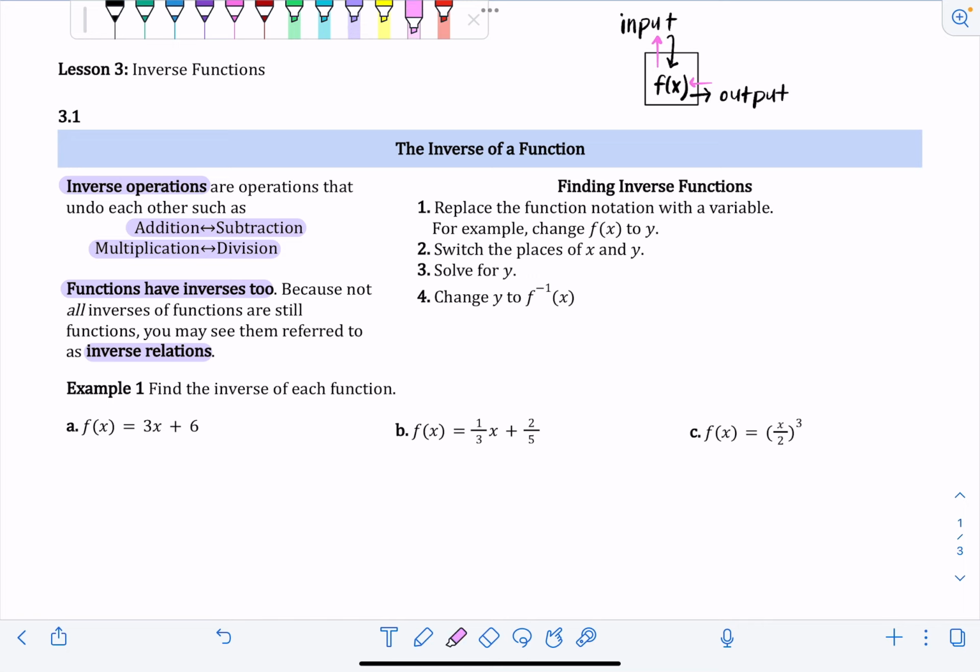Okay, so for finding inverses of functions, there's a set of steps that you can follow. These are the steps over here, finding inverse functions. I'm going to go through each step and try to code them a bit in these next examples. Step 1 is replace the function notation with a variable. For example, change f of x to y. 2, switch the places of x and y. 3, solve for y. And then 4, change y to f with the little -1 exponent of x. You don't really read it like that. It's not a -1 exponent. It's actually the inverse of f of x, so we'd say inverse of f of x is how you would read it.